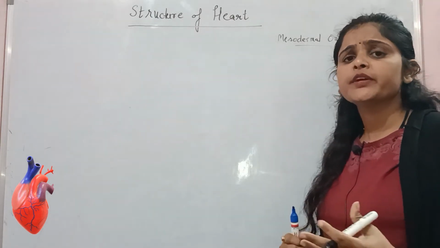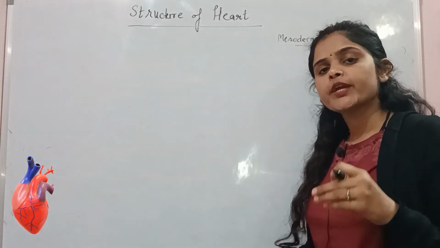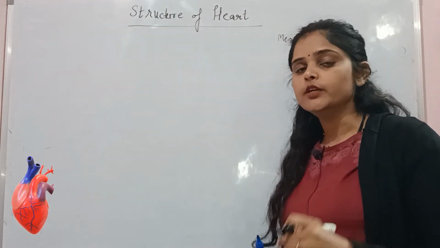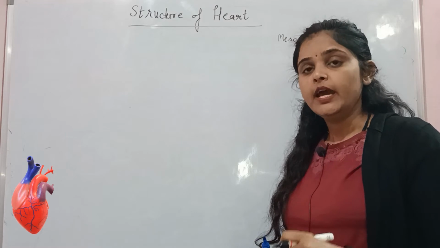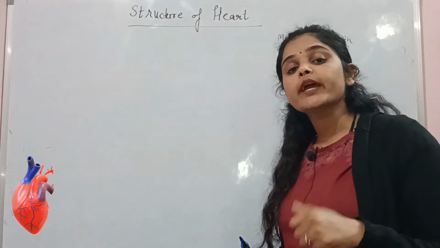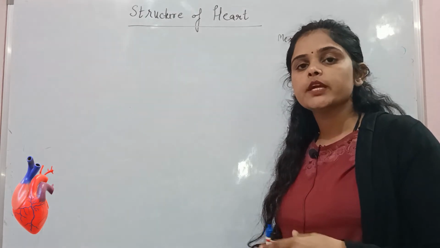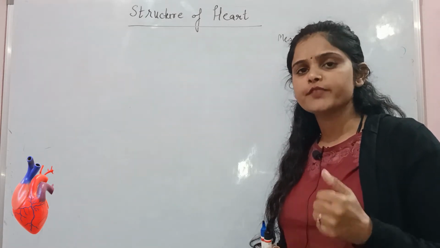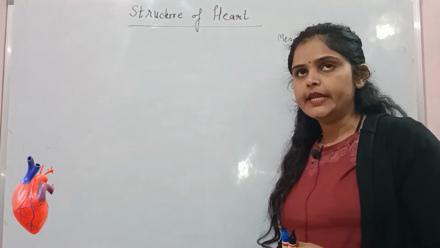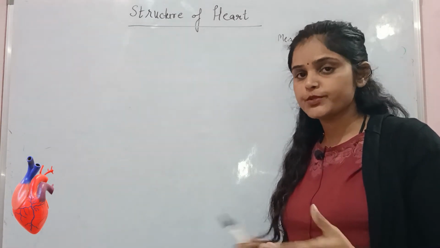Next thing is where it is situated. It is situated into the thoracic cavity. Okay, where it is situated? Thoracic cavity. Another thing is how our human heart looks like? It looks like a fist. Okay, if we see a human heart, its appearance is like a fist. Its size is like a fist. Okay.